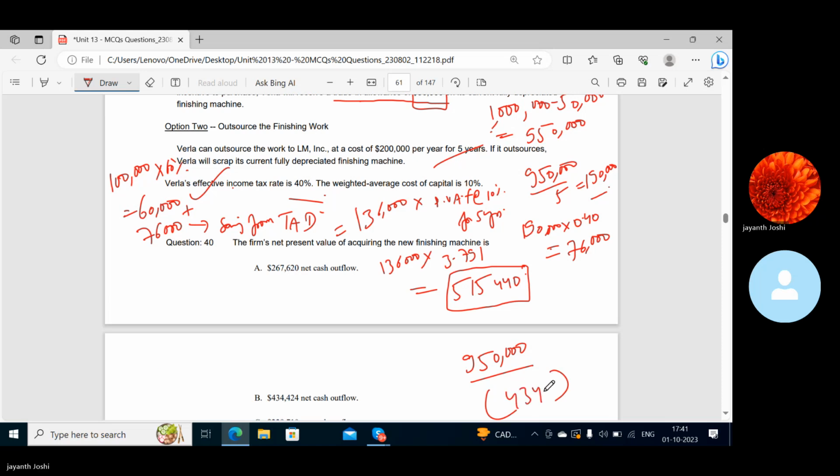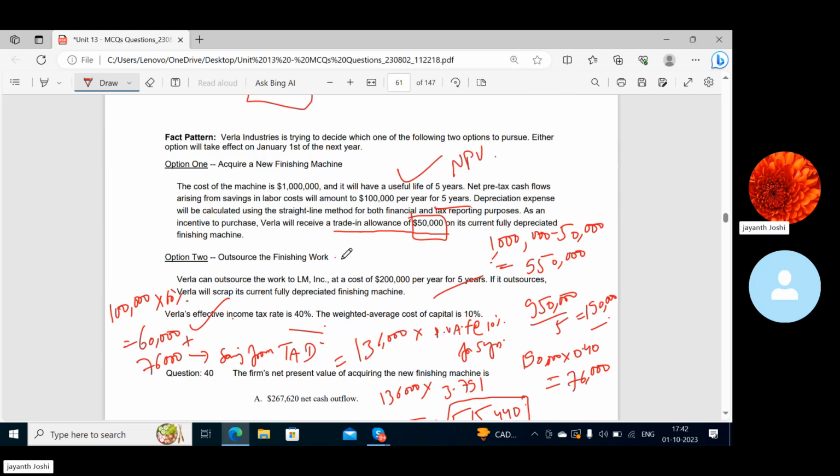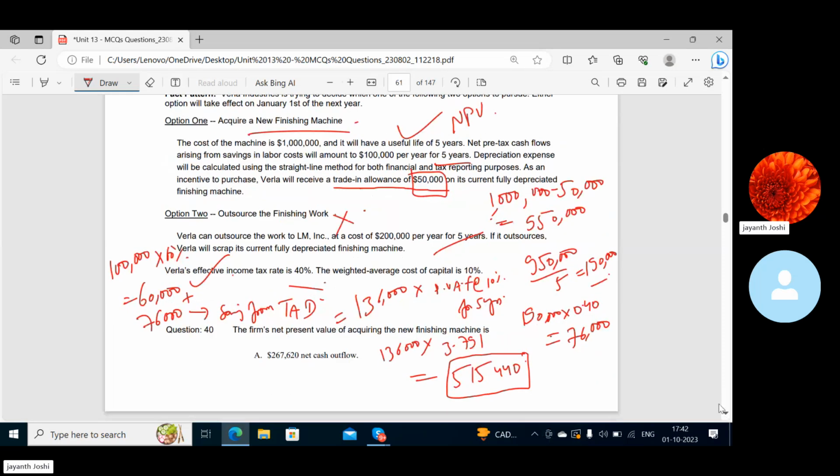4,34,560. I think it's coming around this. This is an outflow. You are paying from your side. Okay. And we are not concerned with the outsourcing of the finishing work. We are only concerned with this. Just make a note of all this.